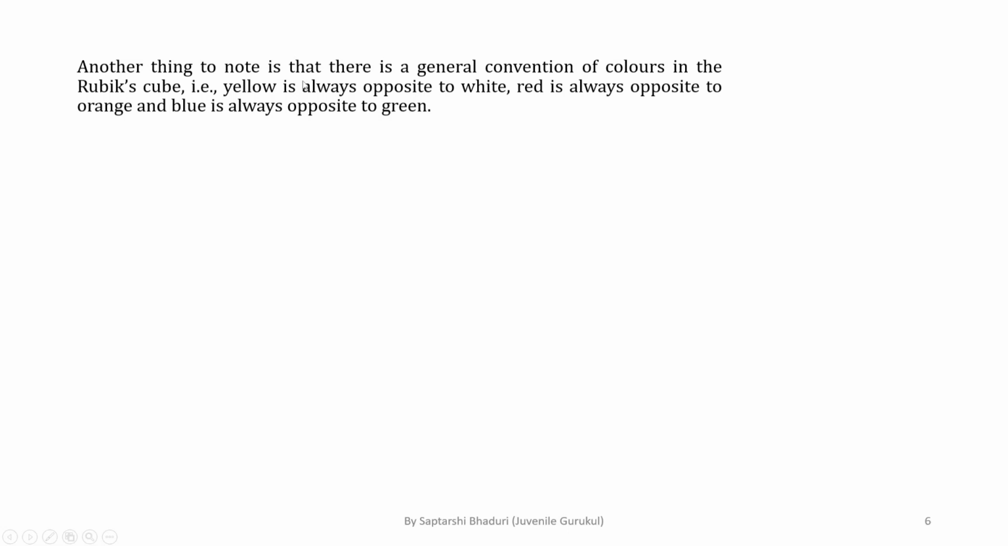Another thing to note is that there is a general convention of colors in the Rubik's cube, that is, yellow is always opposite to white, red is always opposite to orange, and blue is always opposite to the green color.